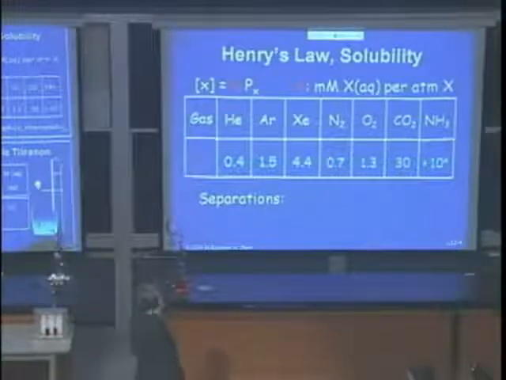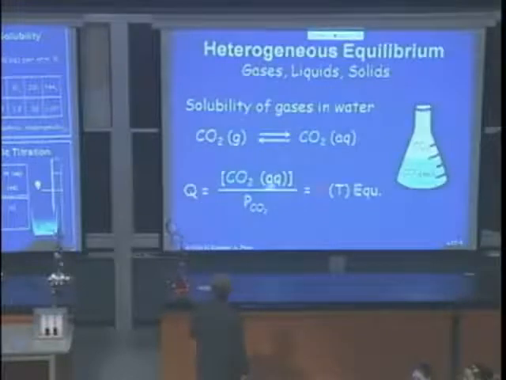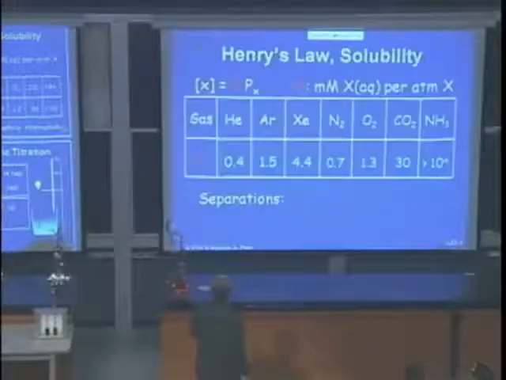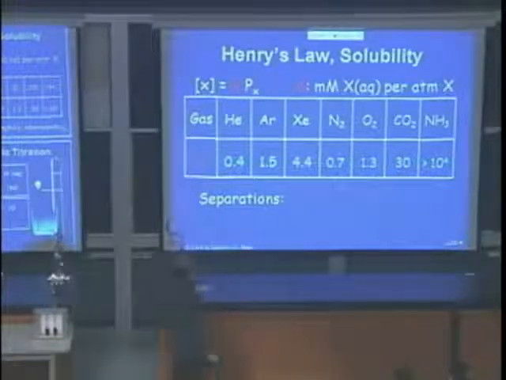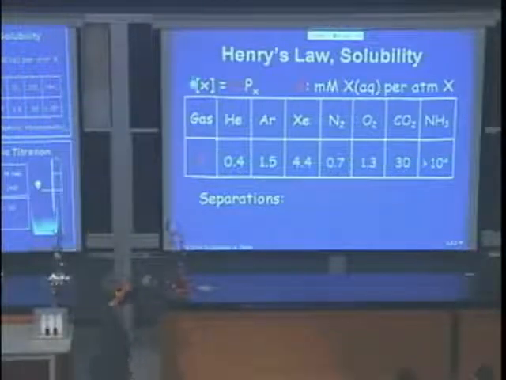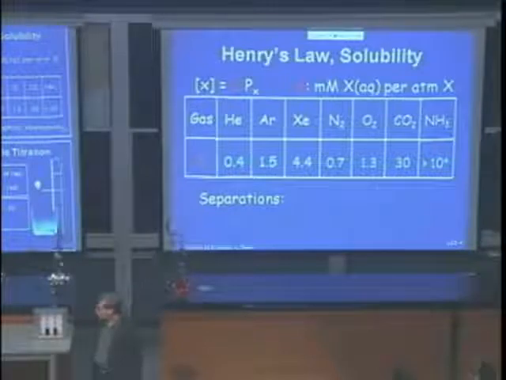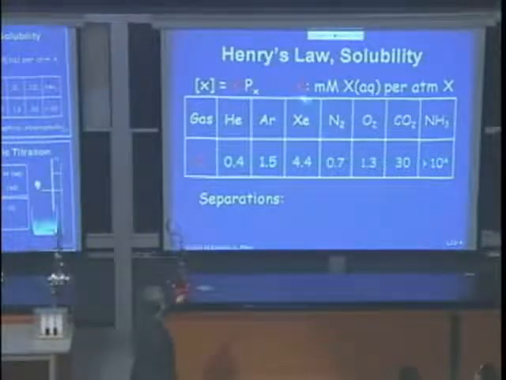So this would be Henry's law. If you go back here, that's the concentration of the dissolved species, and that's the partial pressure. So the concentration of the dissolved species is the equilibrium constant times the partial pressure of that gas that dissolves in water. So we can say this is essentially the solubility of that species in water at a certain temperature, and this is at 25 degrees Celsius.